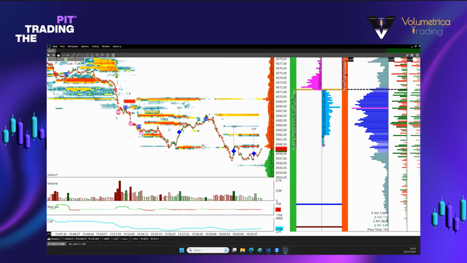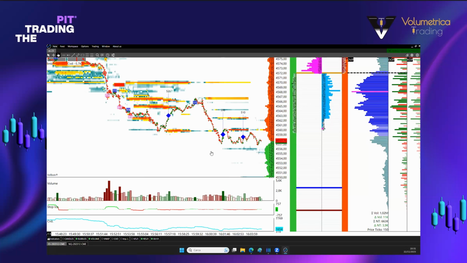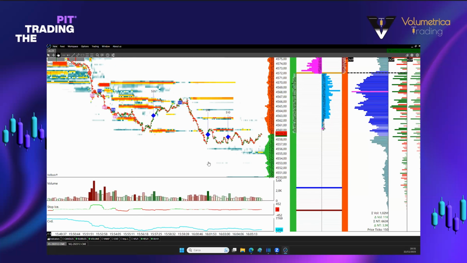Now, sometimes it happens that, of course, liquidity pools also get broken through. Otherwise, if on every liquidity pool we had an absorption or an exhaustion, we would have markets always being sideways. It would be too easy, right? Sometimes liquidity pools get broken through. And this is what has happened here.